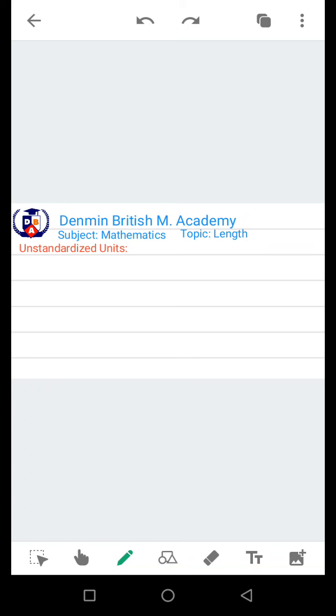Today we want to talk about length and measurement of length. First, we want to concentrate on unstandardized units. What are unstandardized units?